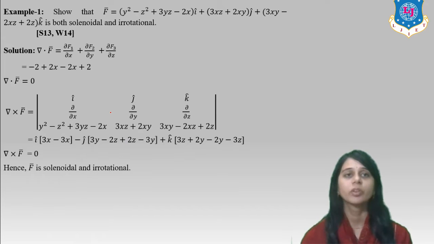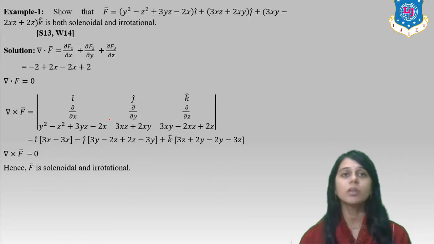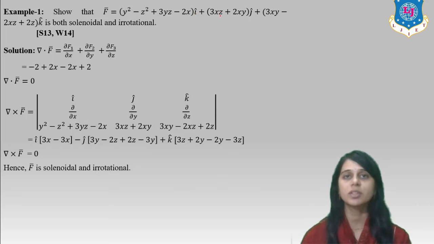Example. Show that f bar equals (y square minus z square plus 3yz minus 2x) i caret plus (3xz plus 2xy) j caret plus (3xy minus 2xz plus 2z) k caret is both solenoidal and irrotational. These are Summer 13 and Winter 14 examples.